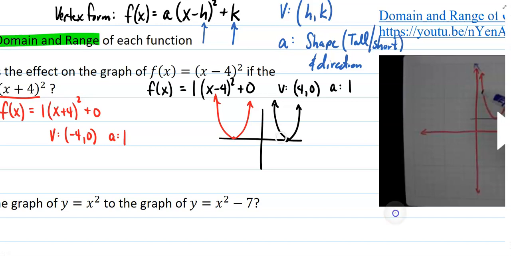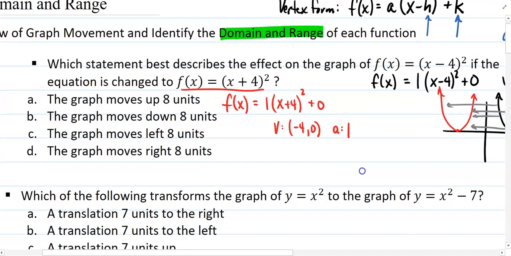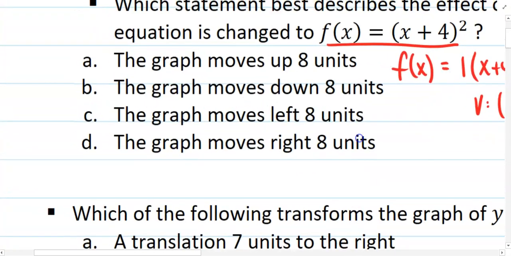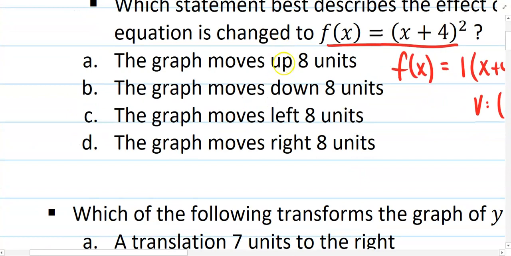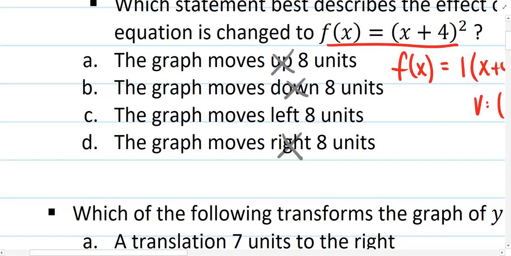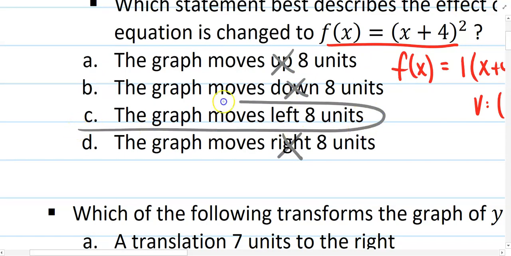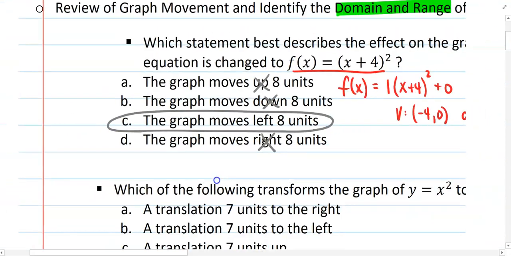So if we started at the black sketch and ended on the red sketch, we can see that this graph is essentially the same in both positions. We've just kind of slid everything from right to left. And so now, if I look at my multiple choice options, I don't think the graph moved up at all. I don't think it moved down. It did not move right. It actually moved to the left. So I think we can answer with C as a good choice here.